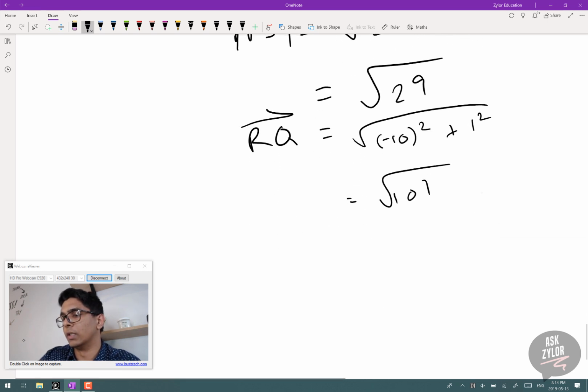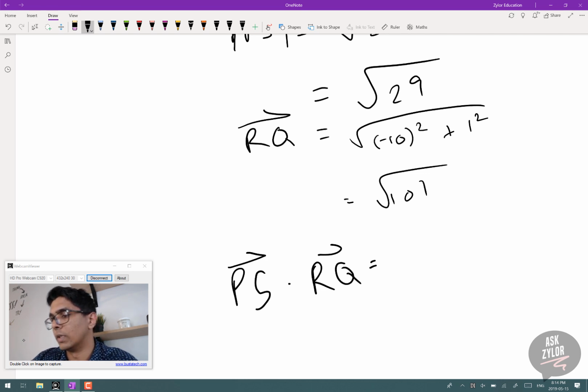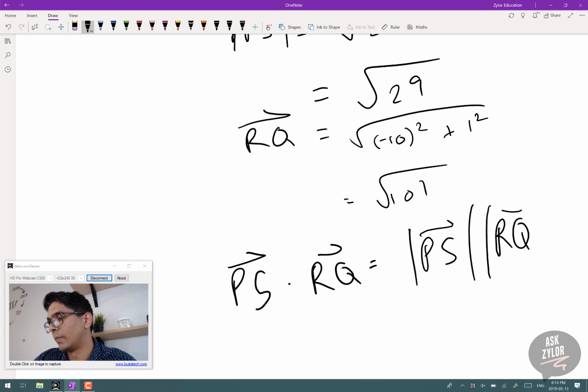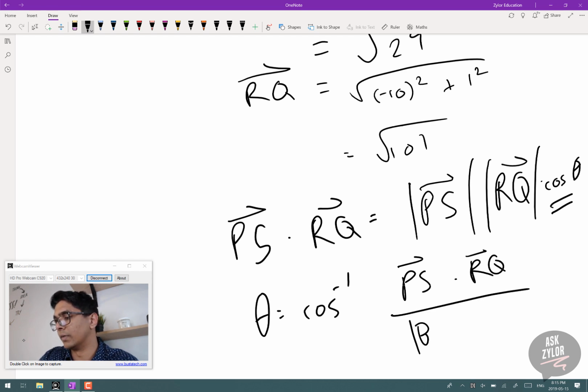So now we have all the terms we need to evaluate the dot product. So we do PS dot RQ is equal to the magnitudes of each of these vectors times the cos of the angle between the two vectors. Right? So once again we have to isolate for this angle. So we say theta is equal to the cos inverse of the dot product divided by the magnitudes of the vectors.